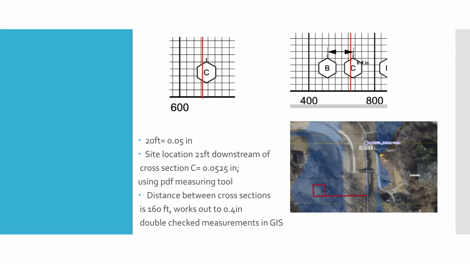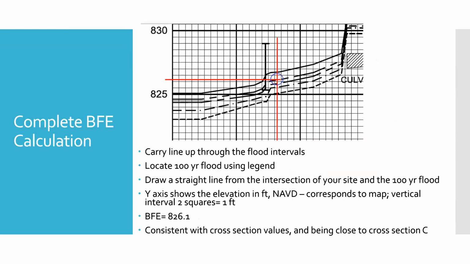And just to double check everything, I went ahead and measured the distance between the two cross sections. In GIS, it's 160 feet, which is 0.4 inches. I've measured that on the profile and it checks out, because it never hurts to double check everything. So I've done my best to get my site as close as I can to 21 feet downstream of cross-section C. So I just take that line and I draw it all the way up.